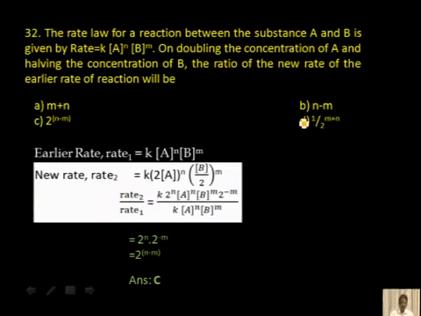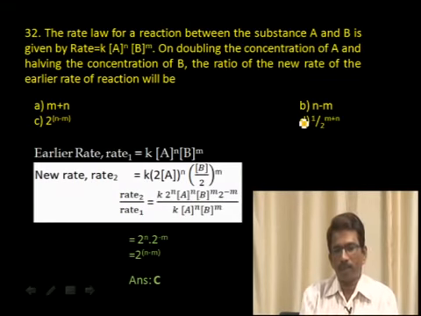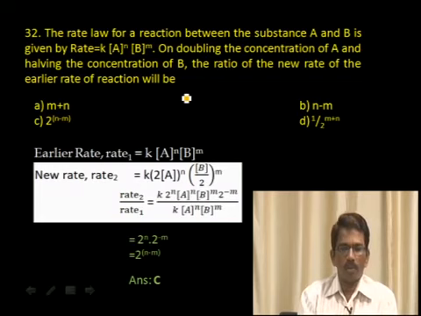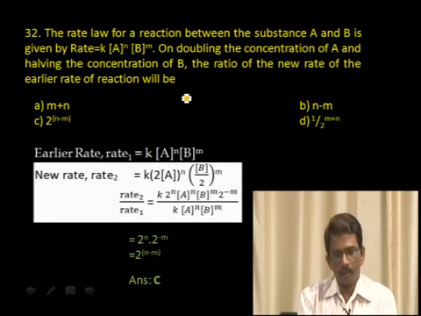And then question number 32. The rate law for a reaction between the substances A and B is given as rate = k[A]^n[B]^m. On doubling the concentration of A and halving the concentration of B, the ratio of new rate to the earlier rate will be. The options are m + n, n − m, 2^(n−m), and (1/2)^(m+n).